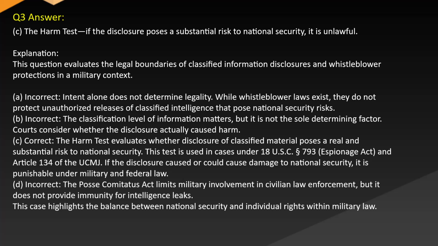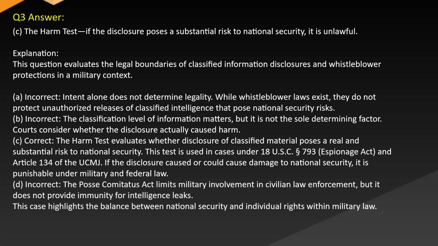A. Incorrect. Intent alone does not determine legality. While whistleblower laws exist, they do not protect unauthorized releases of classified intelligence that pose national security risks. B. Incorrect. The classification level of information matters, but it is not the sole determining factor. Courts consider whether the disclosure actually caused harm.